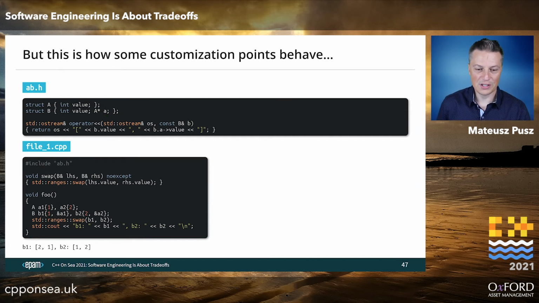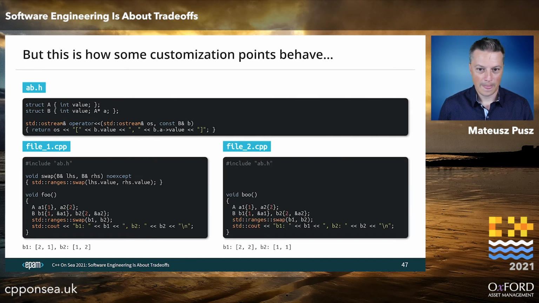I don't know what's the reason for this, but someone decided that's a wise way to do it. So we are defining here A1, A2, B1, B2, that refers to A1 and A2. And we are doing std::ranges::swap. The result of the streaming operator will be 2, 1, 1, 2, because we swapped only values of B and values of A remained as it was initialized.